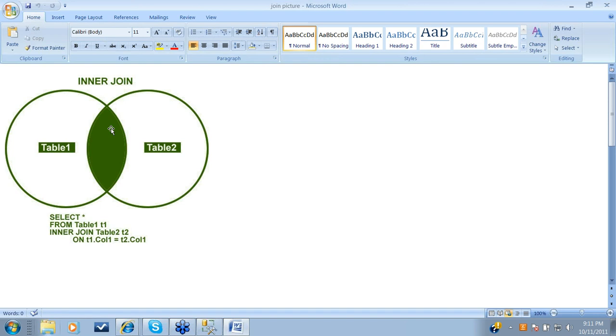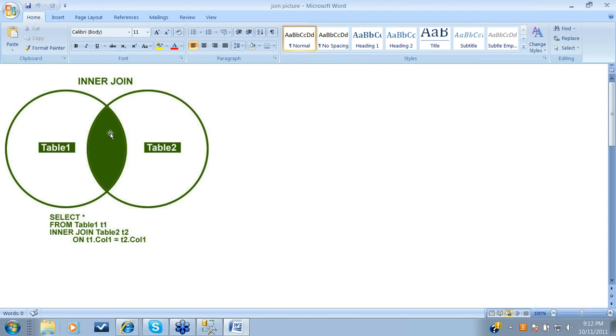So how does it do the matching? If I am doing an inner join between table 1 and table 2, it will take the first record from table 1. It will then look at table 2 and see whether there are any matching records available. If there is at least one matching record in table 2, that record from table 1 plus those matching records from table 2 will be placed in the shaded area.